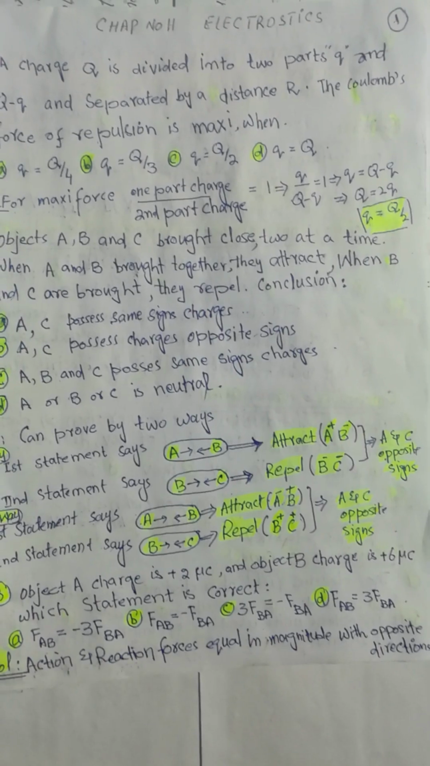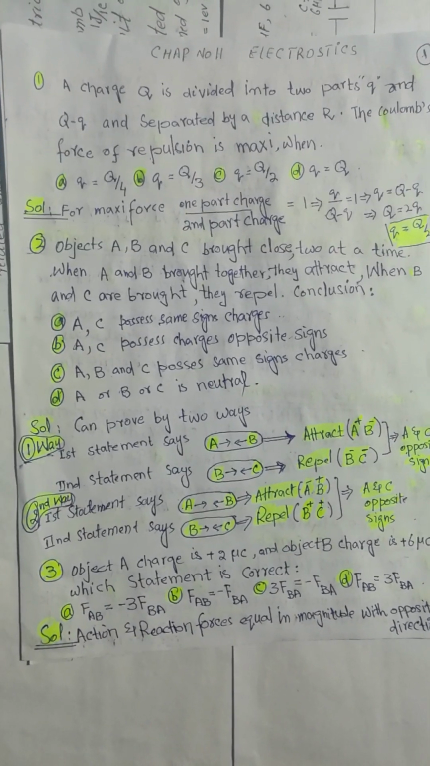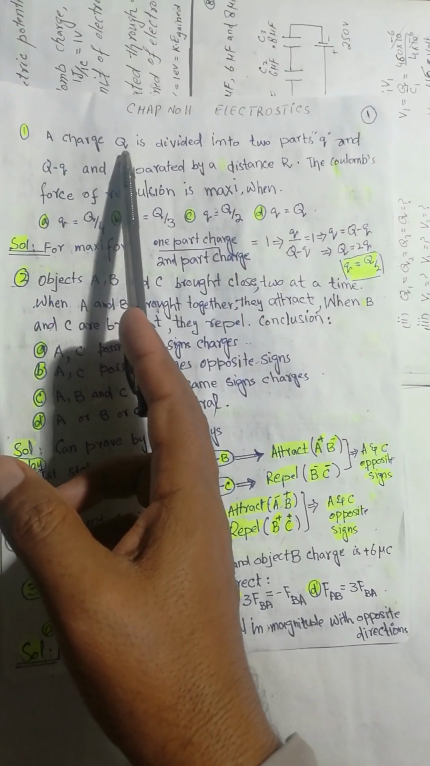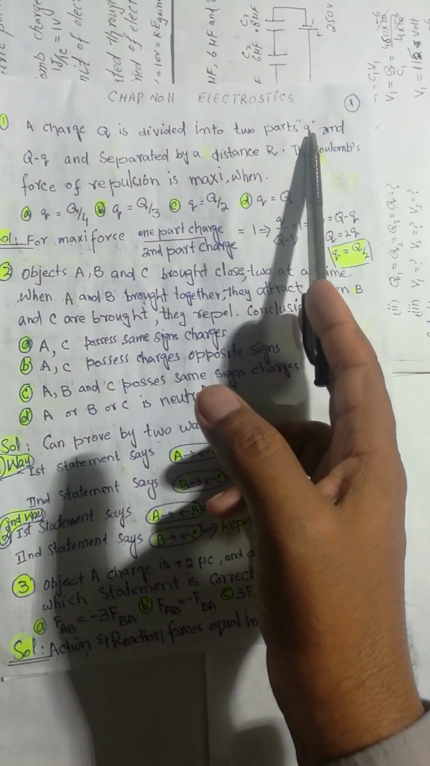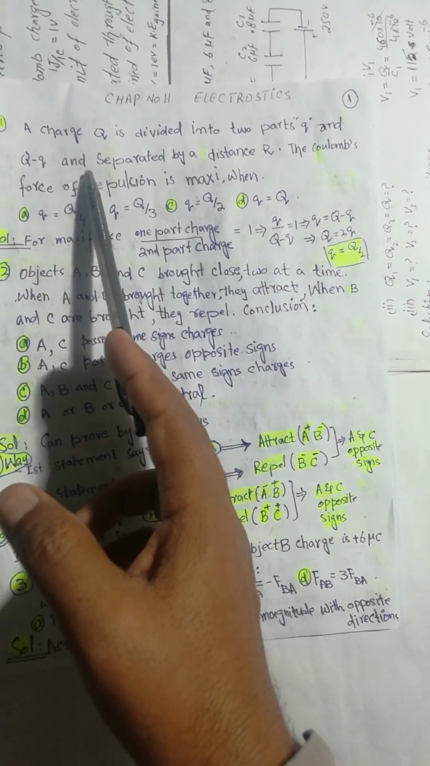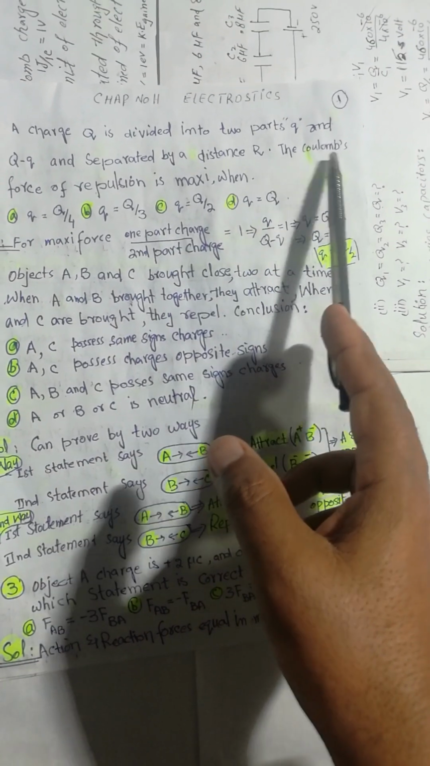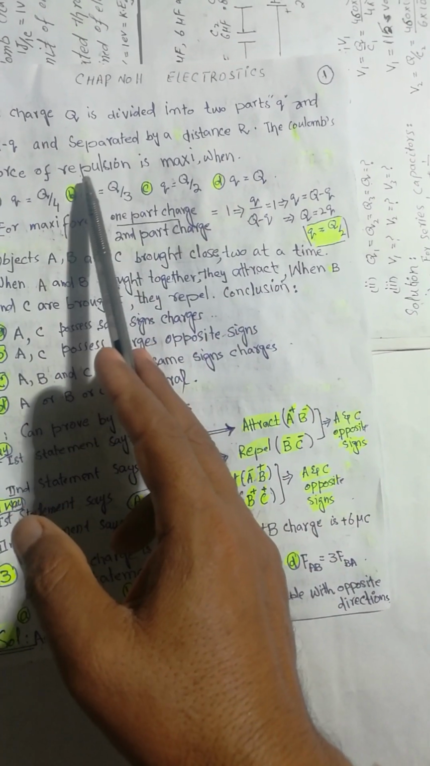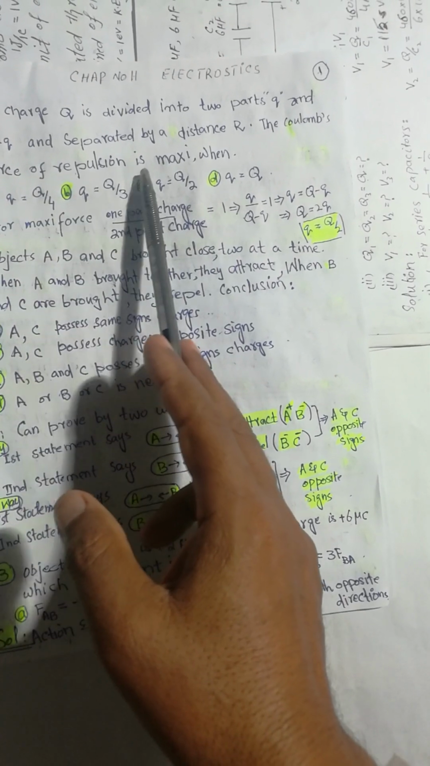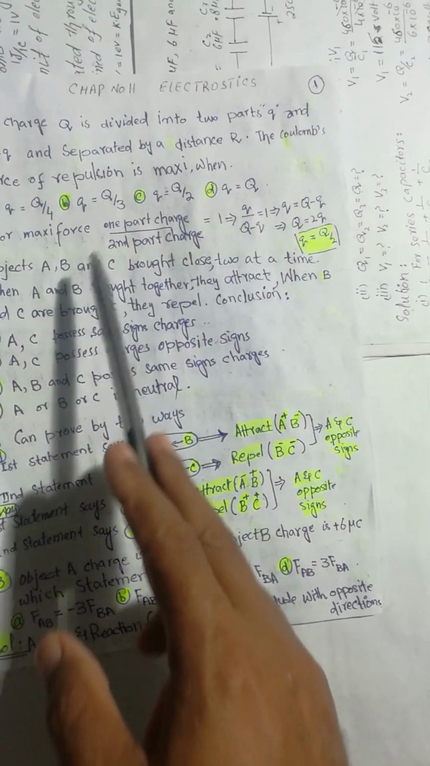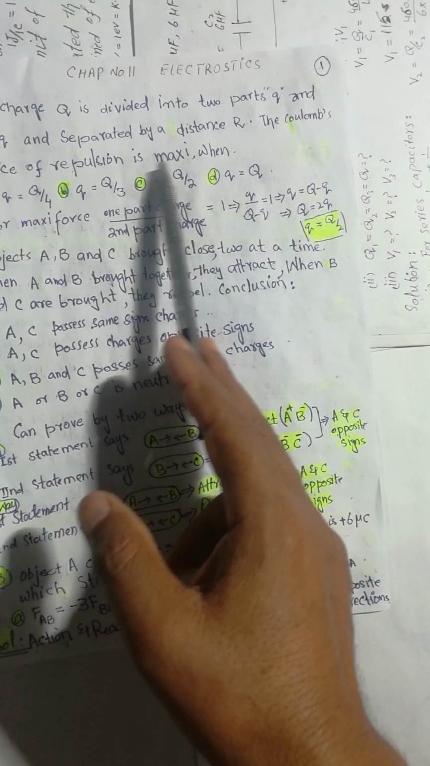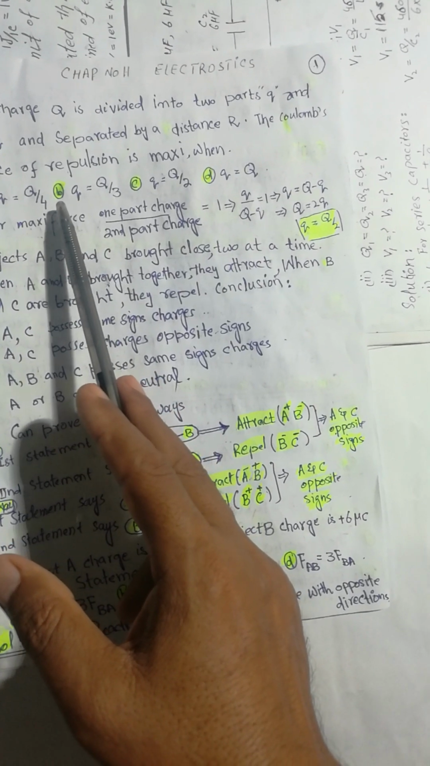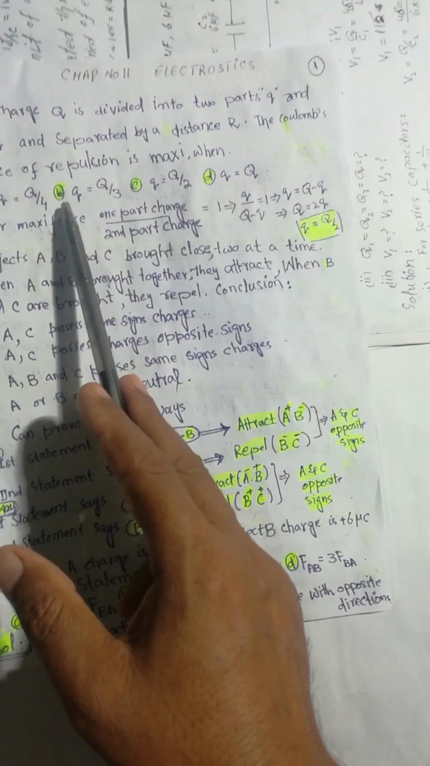Now let us come to the first question. A charge capital Q is divided into two parts, small q and capital Q minus q, and separated by a distance r. The Coulomb's force of repulsion is maximum when... It means that they have given us that force of repulsion between the two parts is a maximum, and these four options are given. They ask us to take the correct one.